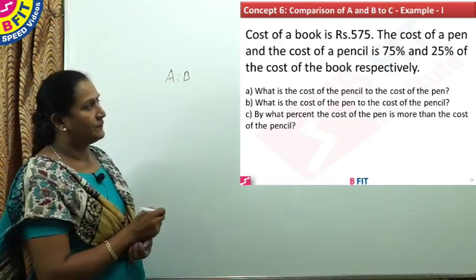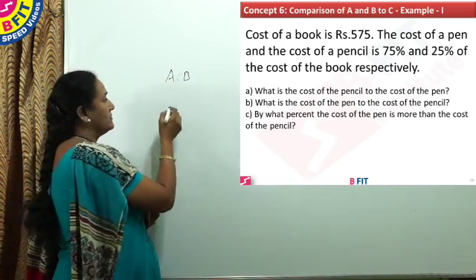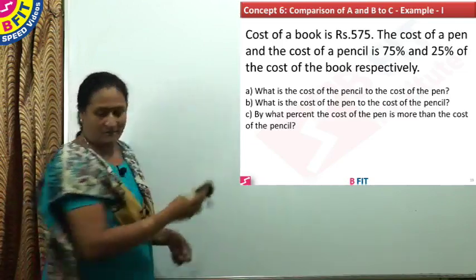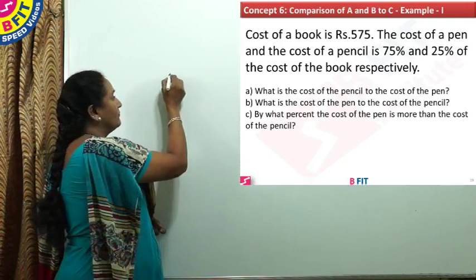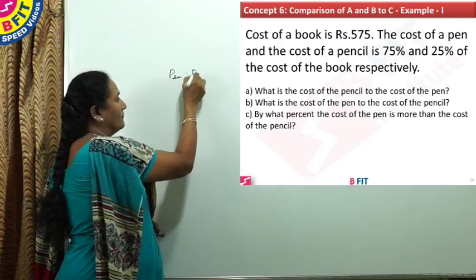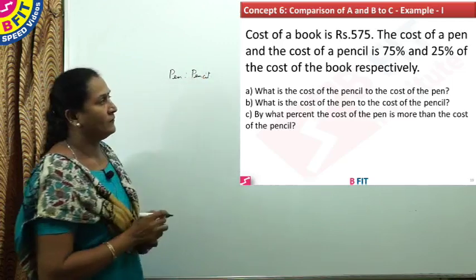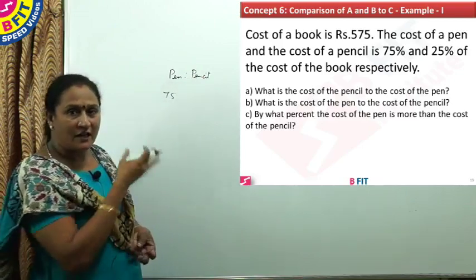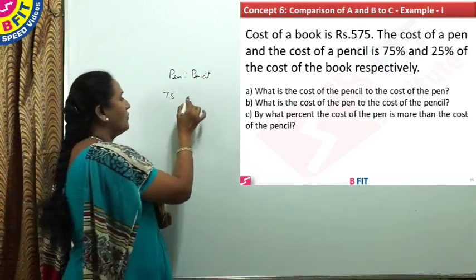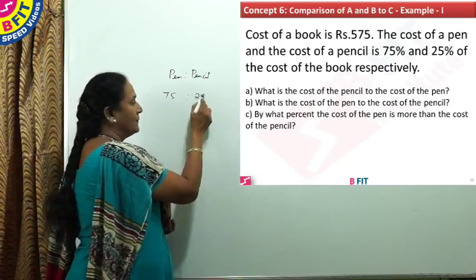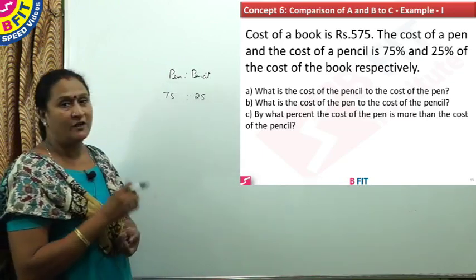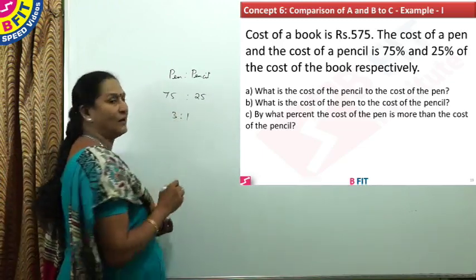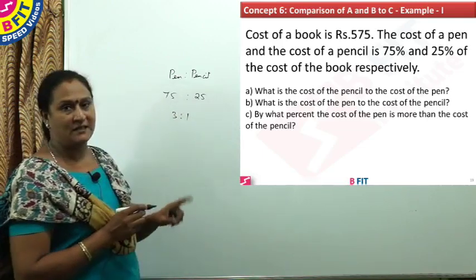And what is the cost of the pen to the book? It is 75%. So we'll take pen and pencil. So the cost of the pen is 75% of the cost of the book, so we can just write that percentage itself, 75. And what is the cost of the pencil? It is 25% of the cost of the book. So we can get the ratios and work out. So the ratio is 3:1. So the ratio between the cost of the pen and pencil is 3:1.